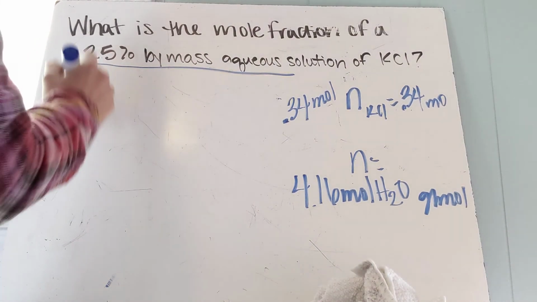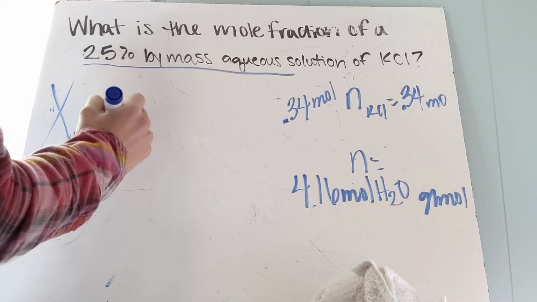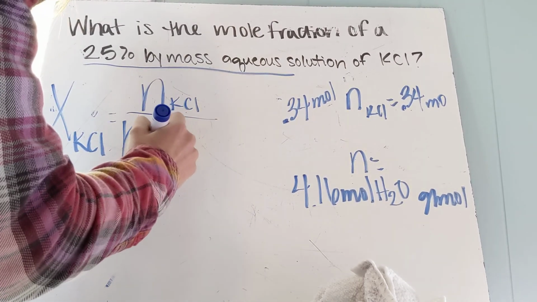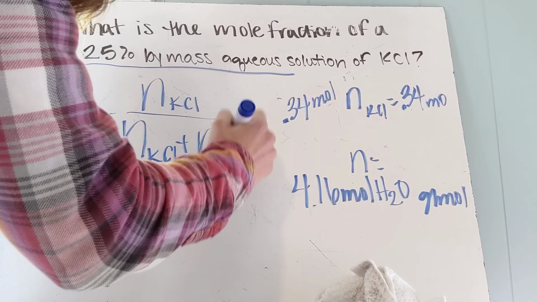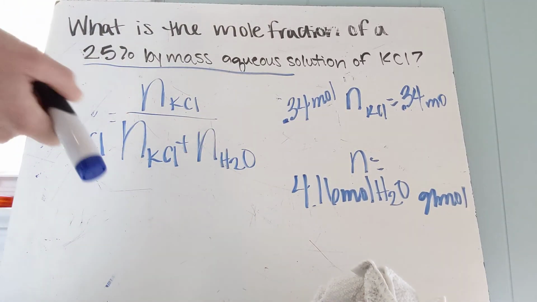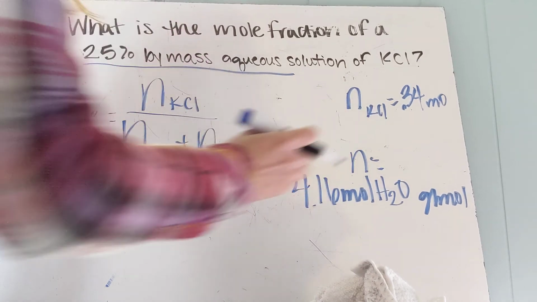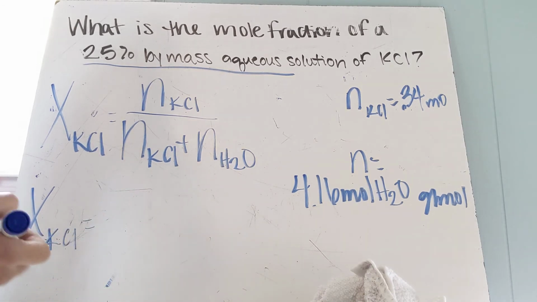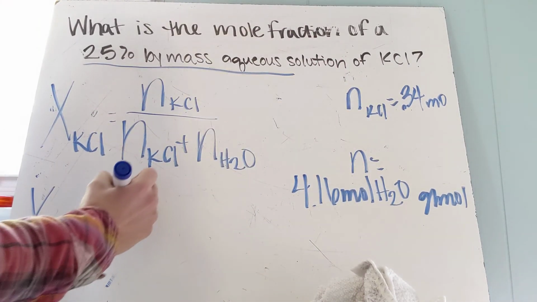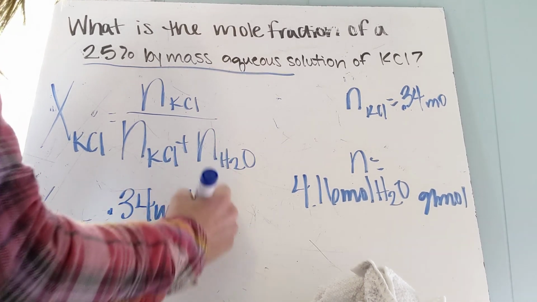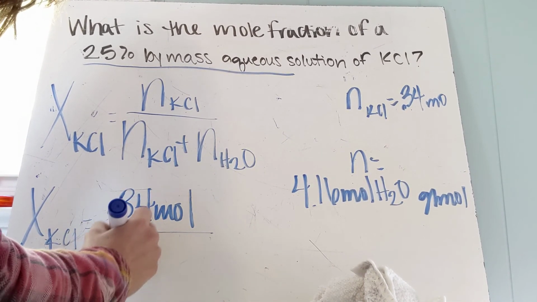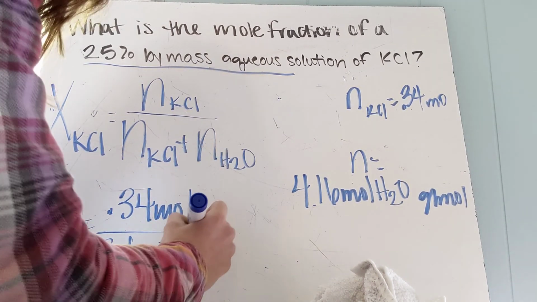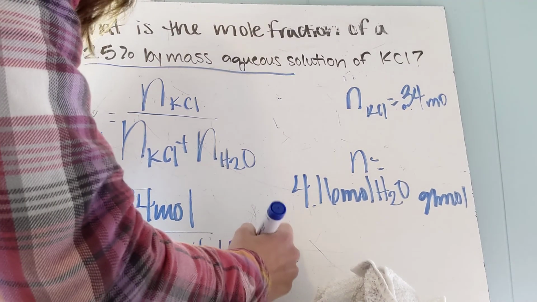Remembering our formula, X of KCl is equal to the number of moles of KCl divided by the number of moles of KCl plus the number of moles of water. I can now plug in the things that I know, which are the number of moles of KCl as 0.34 moles divided by 0.34 moles plus the number of moles of water, 4.16 moles.